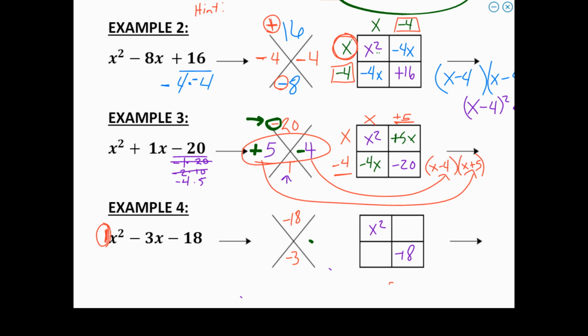So if I use that strategy, I also know that one of these is positive, one of them is negative. Okay, what are my factors going to be to multiply to give me negative 18 and add together to give me negative 3? Negative 6 and positive 3.